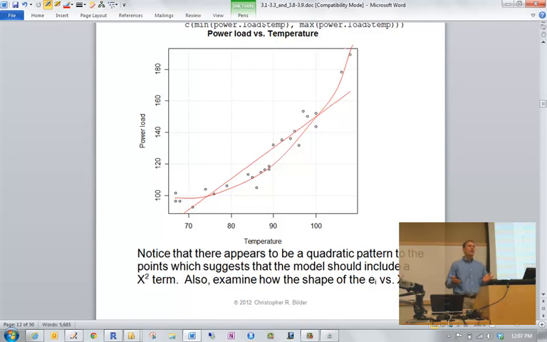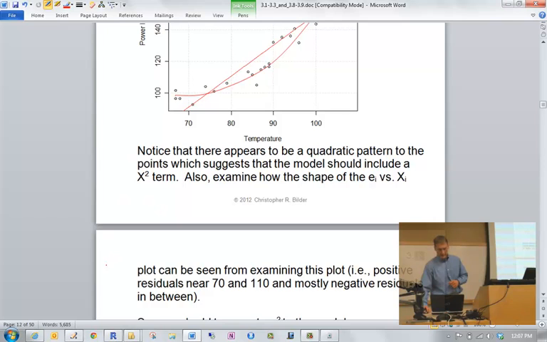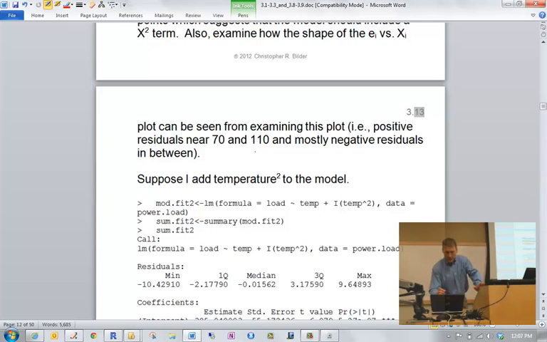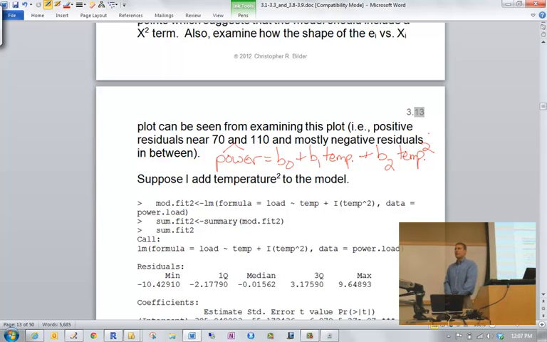So how would I include, let's say, a squared temperature term in the model? Here's how. Use exactly the same model formulation that you did before. I'm sorry, let me say one thing first. This is the model that I want now. Power hat is equal to B0 plus B1 times temperature plus B2 times temperature squared. That's the model that I want now.